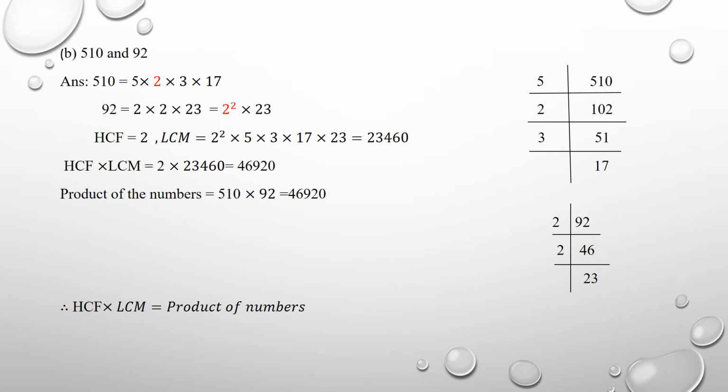Question number B is 510 and 92. We can see the prime factorization of 510. When it is divided by 5, we are getting 102. 102 divided by 2 is 51. 51 divided by 3 is 17, which is a prime number. Therefore, 510 is equal to 5 into 2 into 3 into 17.